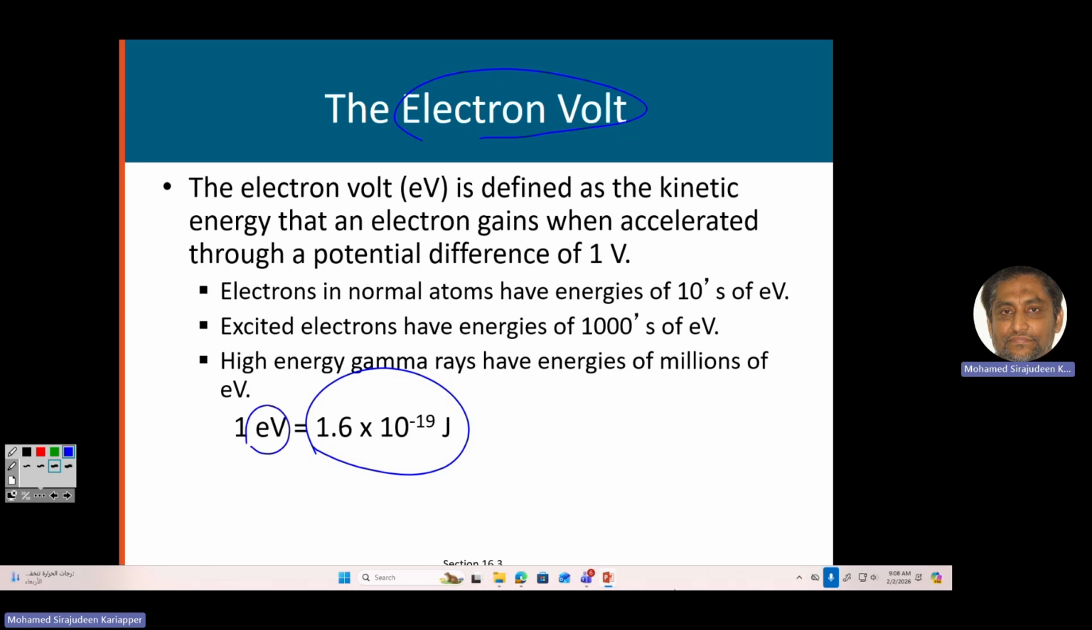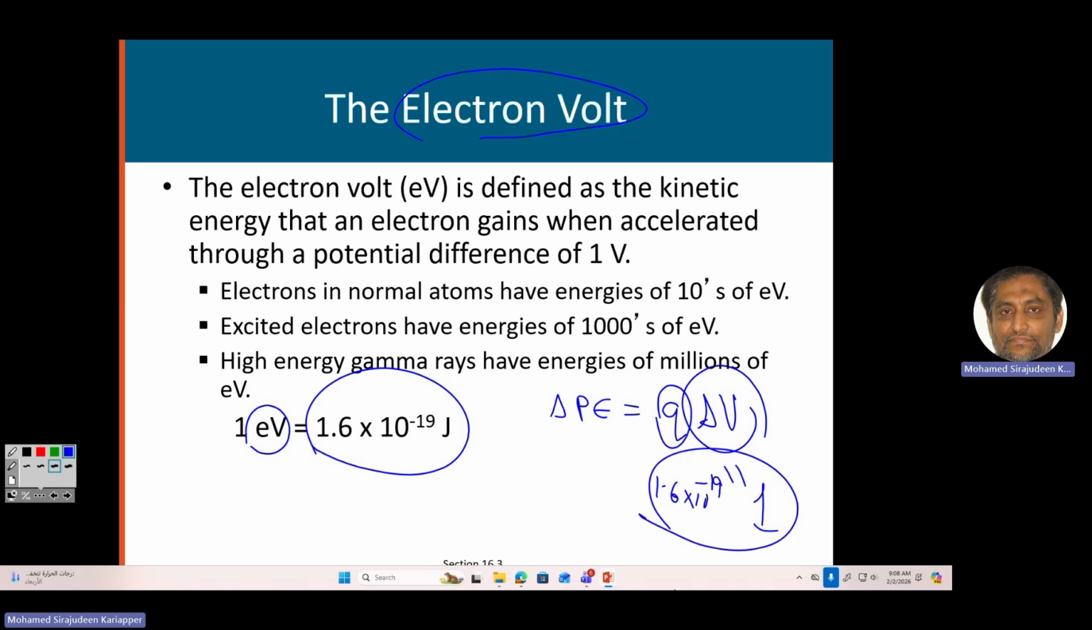Because it has to do with the electron, that's why the word electron is coming in. The electron volt is defined as the kinetic energy that an electron gains when accelerated through a potential difference of 1 volt. So you know the potential energy change is Q delta V. If we make this 1 volt, and this is the charge of an electron, which is 1.6 into the minus 19, this much energy is called 1 electron volt. That's where this 1.6 into the minus 19 is coming from.